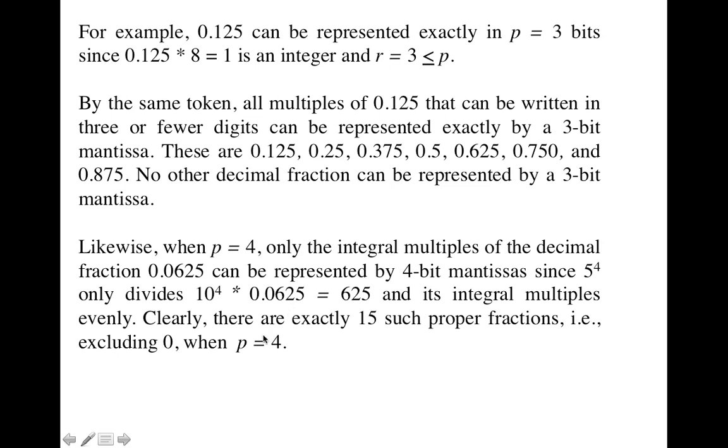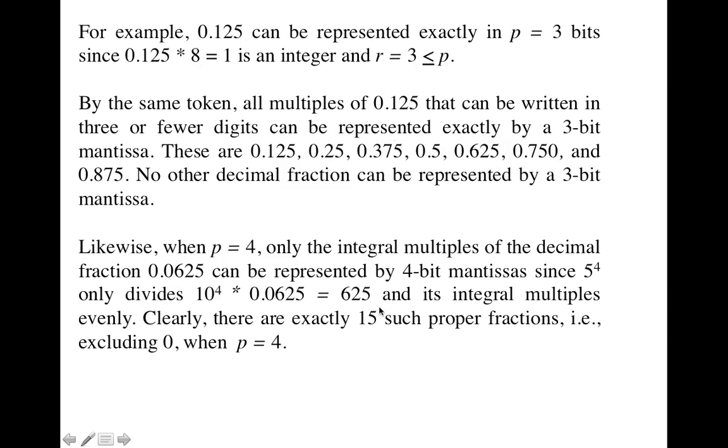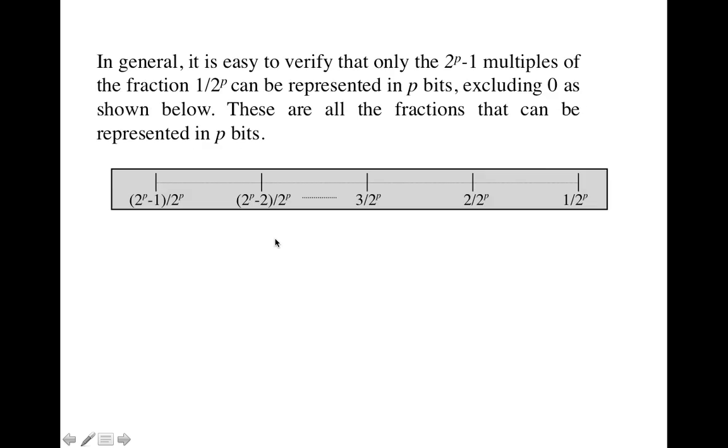So there are clearly, as it says, the 15 such proper fractions, not counting the 0. And as I said, they are all divisible by 5 to the 4, which is this magical number that we talked about, 5 to the r. r was in this first example equal to 3. In the second example, r is equal to 4.